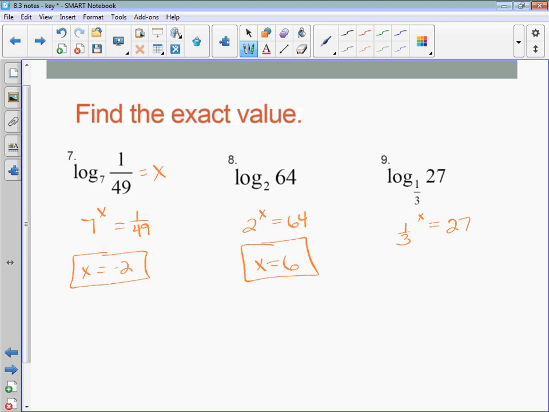Well, first, 3 to what power is 27? 3. But I need it to be flipped. So what did you say? Yes, -3. So do you guys see why we had to review exponents before we do these? Yeah.